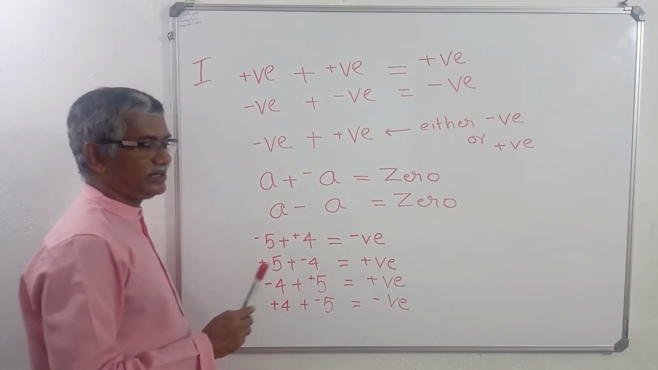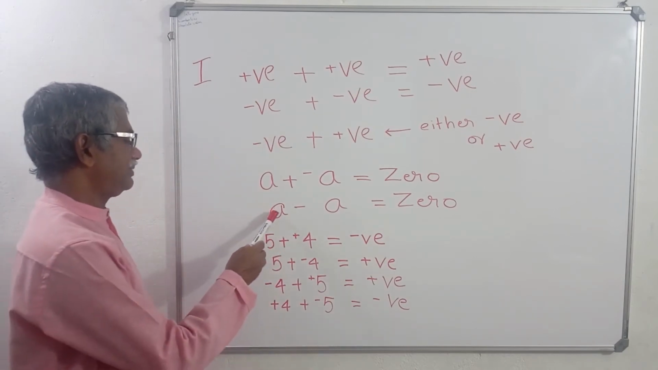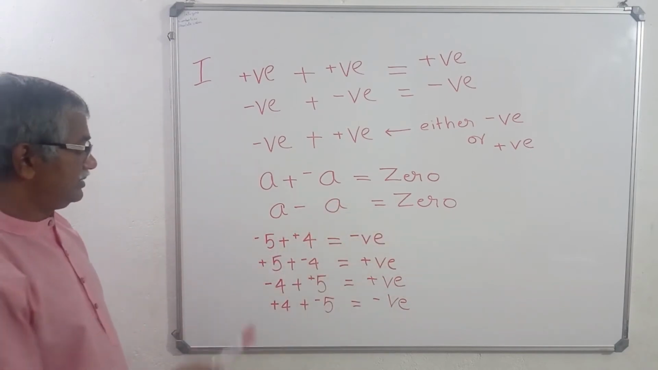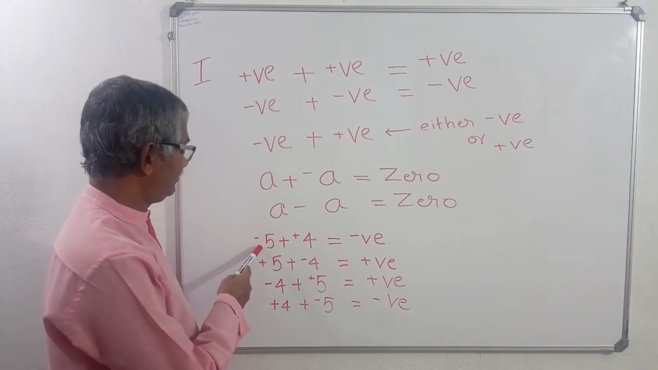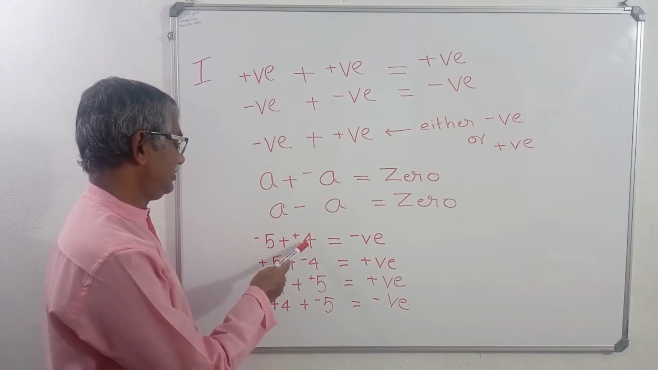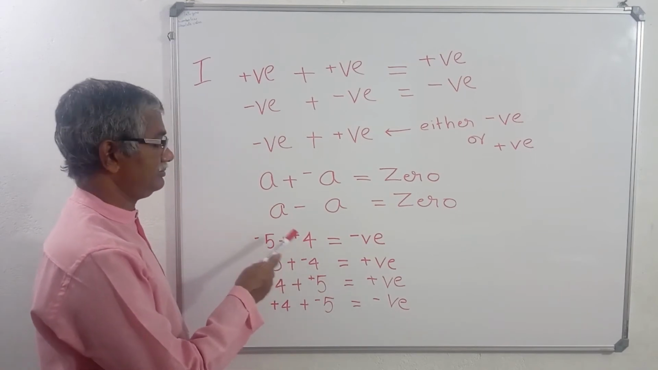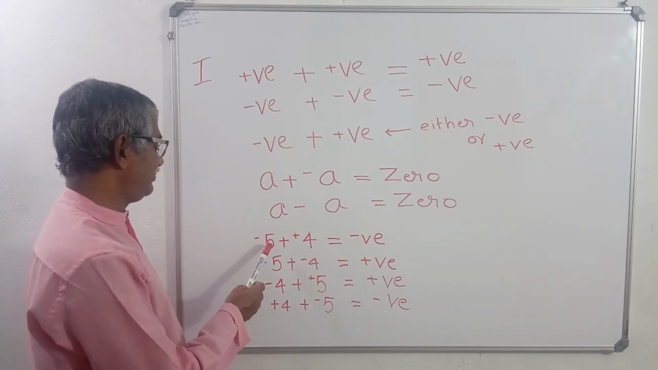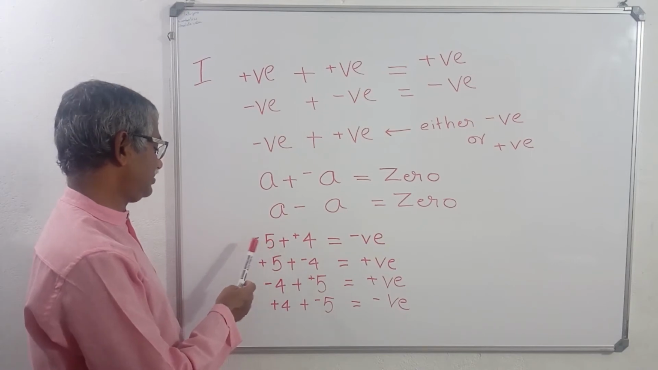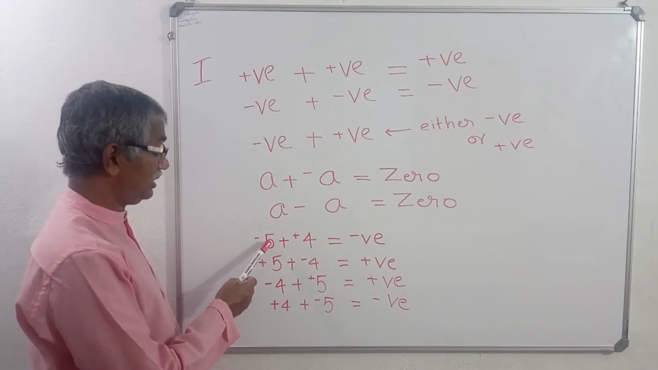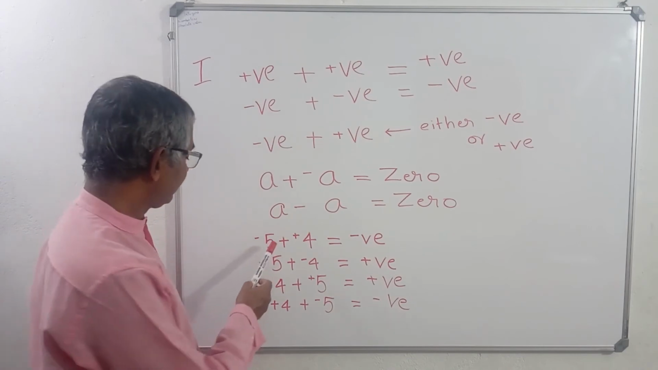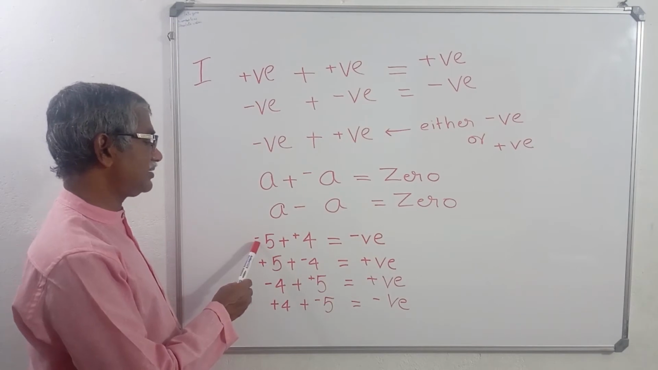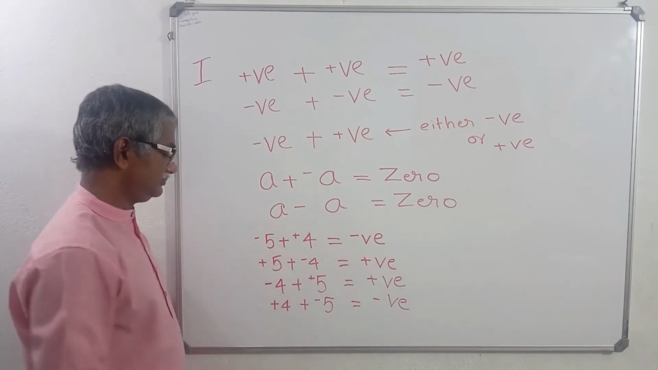It's known as a number and its additive inverse. In smaller classes you have learned a number subtracted from itself is always 0. Consider negative 5 and positive 4. Their sum is negative, why? Consider the number with the larger absolute value. Here it is 5. So the sign is negative. So the answer will be negative.